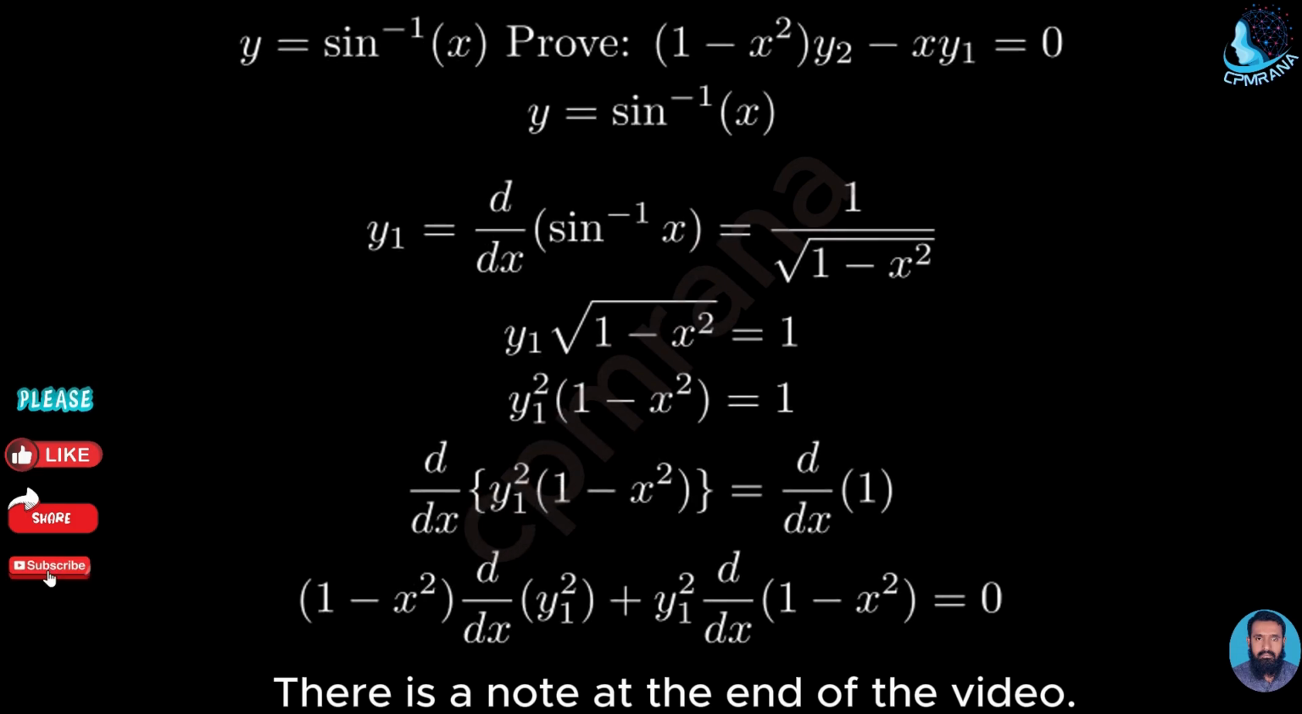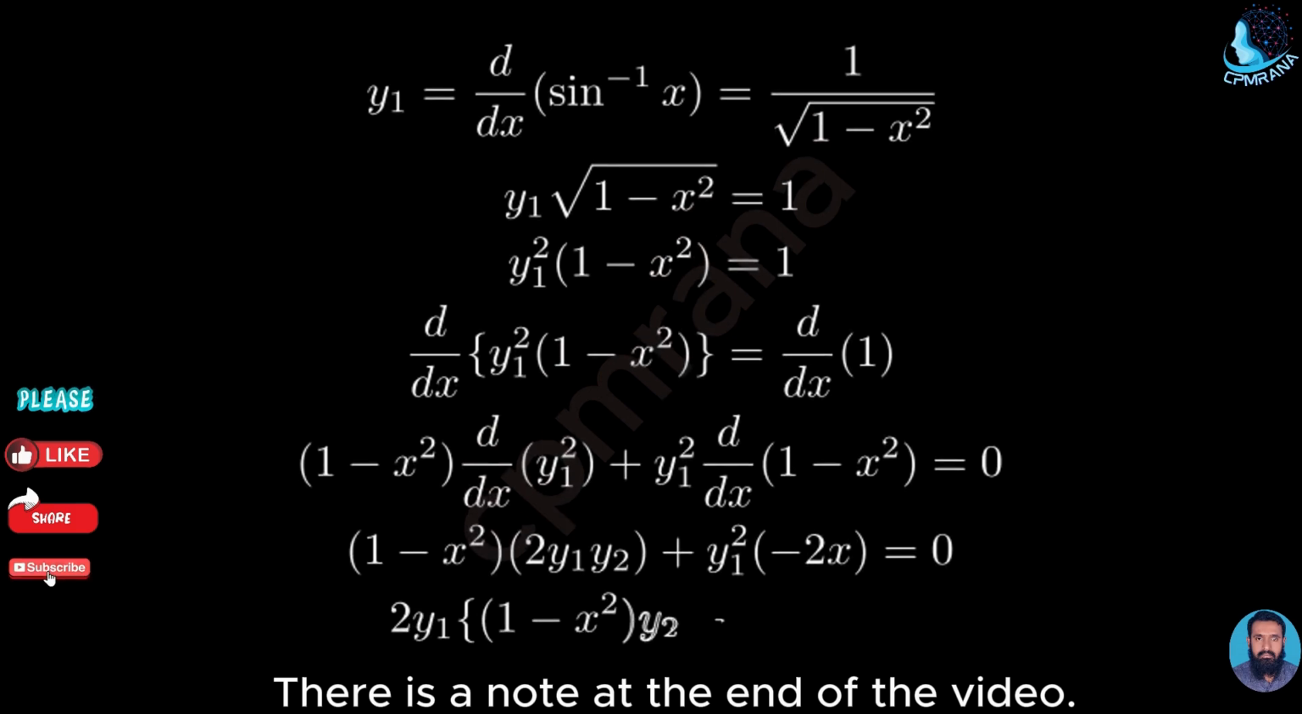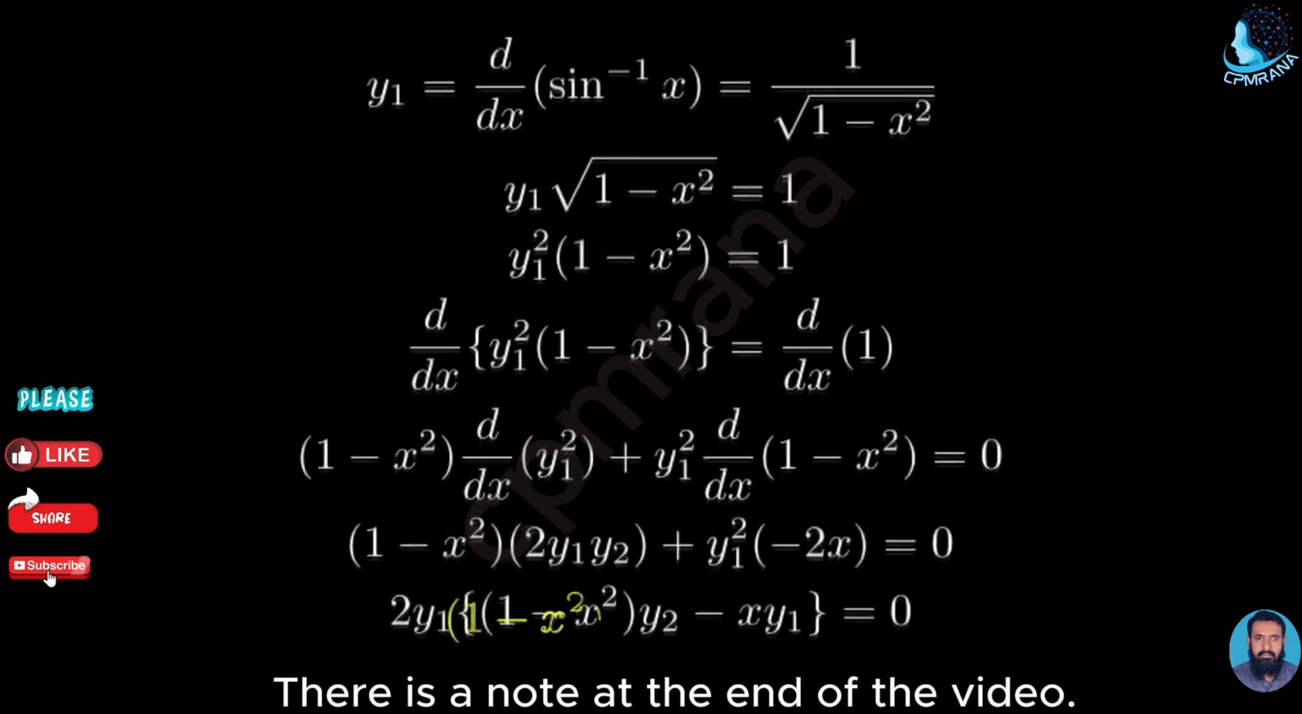Let's simplify these derivatives. The derivative of y1 squared is 2y1 y2, and the derivative of 1 minus x squared is negative 2x. Now we can factor out 2y1 from the first term. Since y1 is not 0 except at specific points, we can conclude that (1 minus x squared) times y2 minus x y1 equals 0, which is what we wanted to prove.